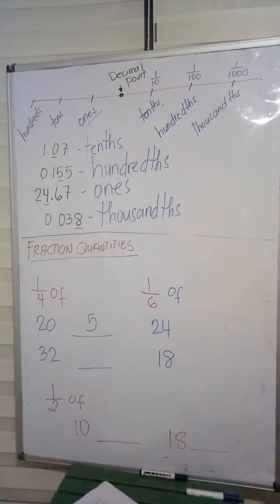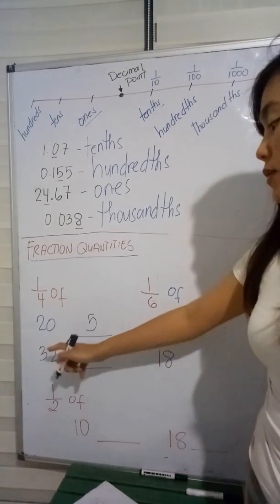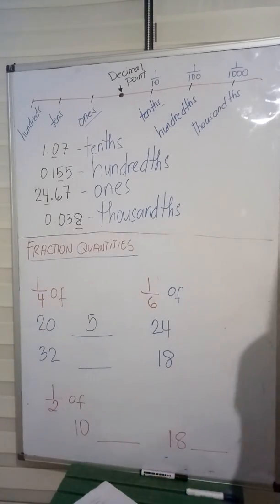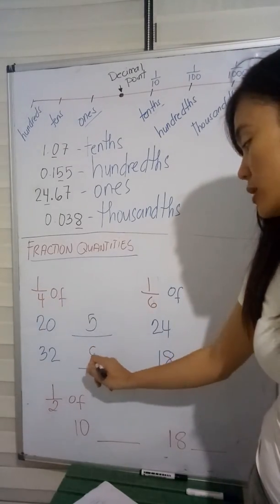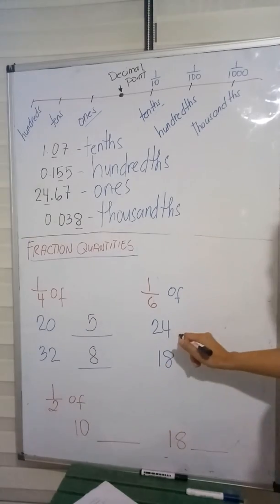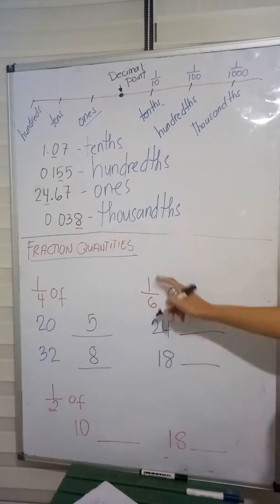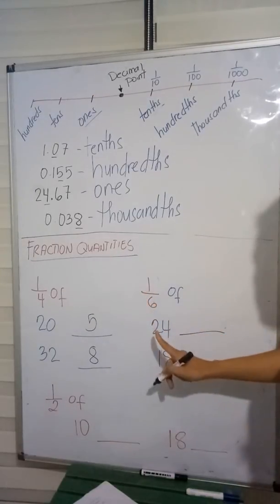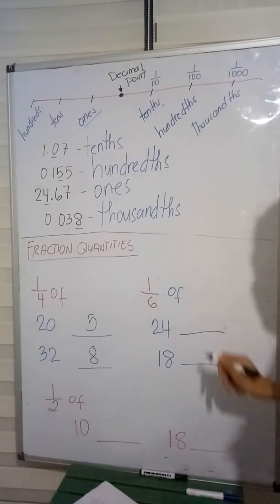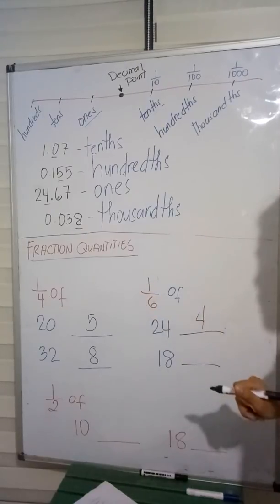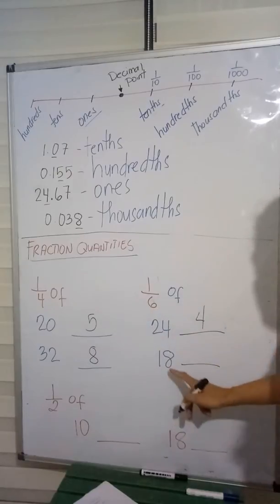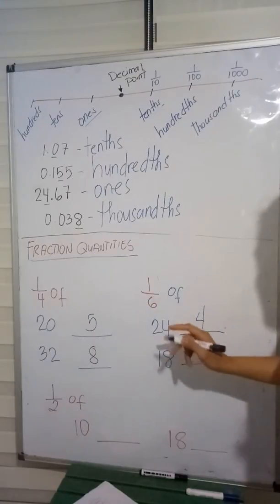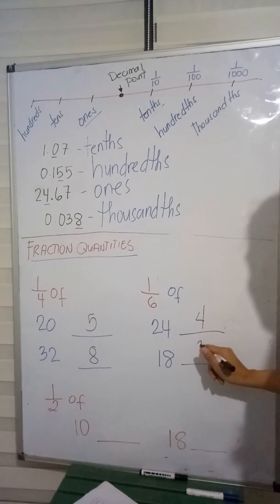1/4 of 32. You're just going to divide again 32 by your denominator 4. So 32 divided by 4 is 8. So your answer is 8. Simple as that. And here you have 1/6. 1/6 of 24. You're just going to divide 24 by your denominator 6. 24 divided by 6 is 4. So you just write the answer 4. 1/6 of 18, you again divide it by your denominator 6. It's going to be 3.